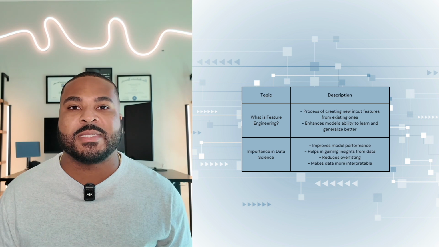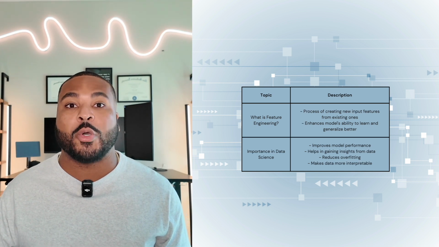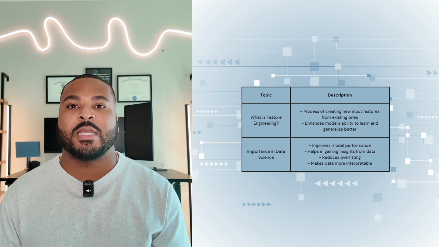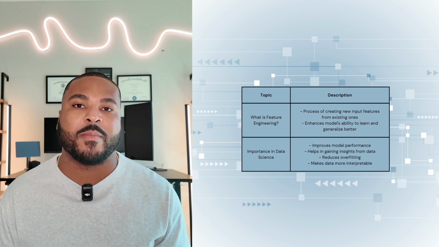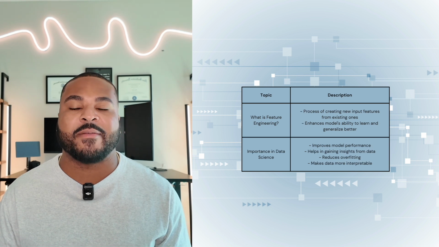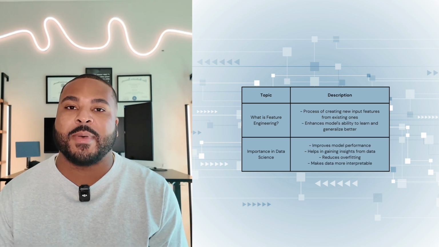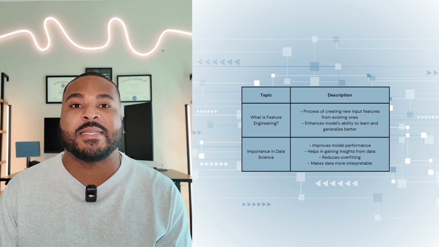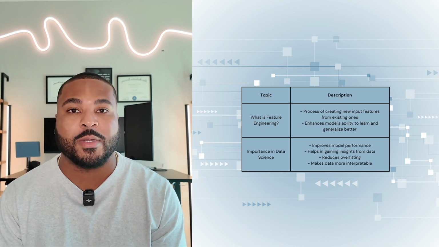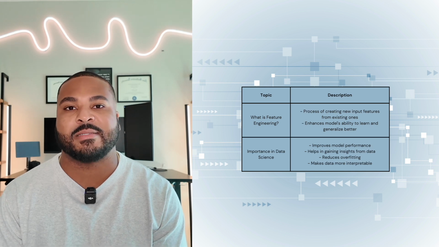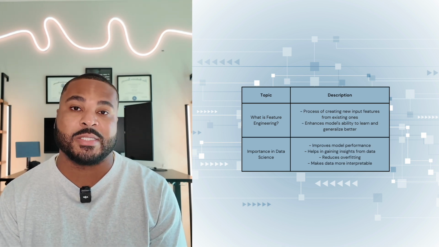In technical terms, feature engineering involves using domain knowledge to extract or create new variables that can enhance the predictive power of our model. These new features can be derived by transforming, combining, or aggregating the existing features in various ways. Feature engineering plays a vital role in the success of any data science project. Here are a few reasons why it's so important.